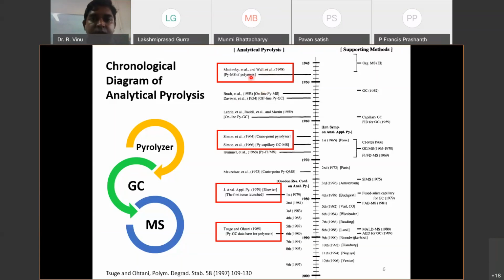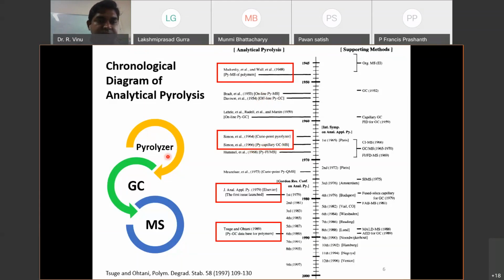Initially people started with pyrolysis MS. So you have online pyrolysis MS and offline pyrolysis GC. That means you do the pyrolysis, take the products, inject into a GC and analyze what products are formed. And you can see in 1964-66, you have Curie point pyrolysis reactors and pyrolysis capillary GCMS. That means you do pyrolysis. That is what is shown here.